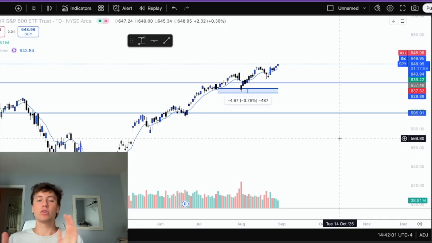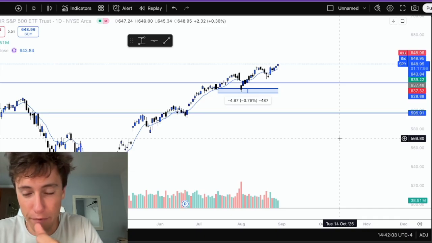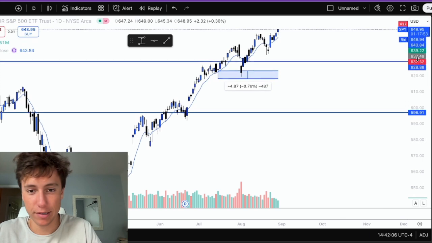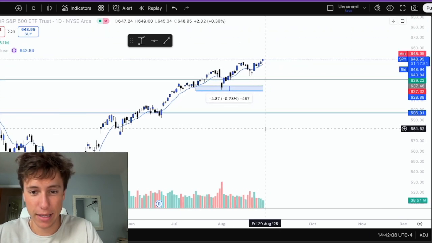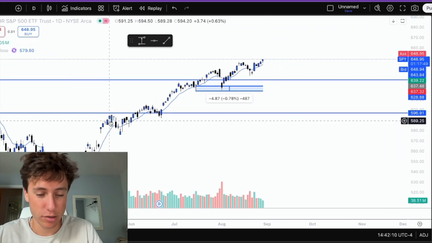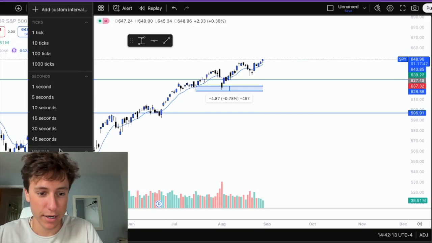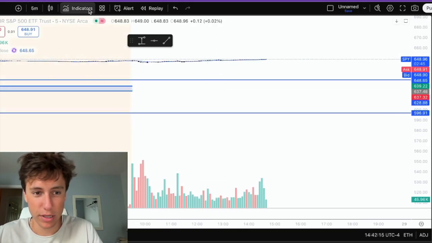All right, guys. So it is really important for you to be using support and resistance levels. So let's just go ahead and look at a random stock here.